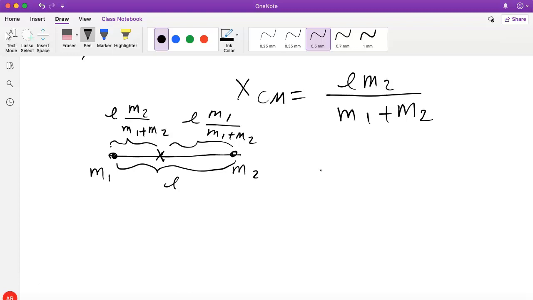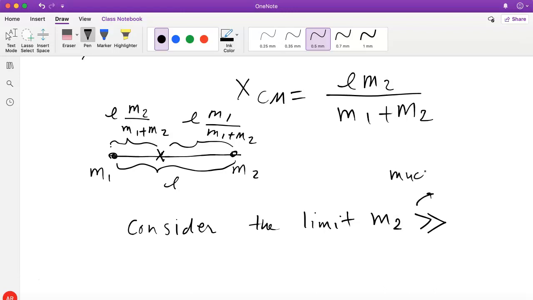We can also think about the limit when one mass is significantly larger than the other one. So let's say M2 is much larger than M1, and consider the limit M2 much larger. If I put two of these greater than signs one after the other, it's a notation that means much larger. Not only is it bigger, but it's much bigger.